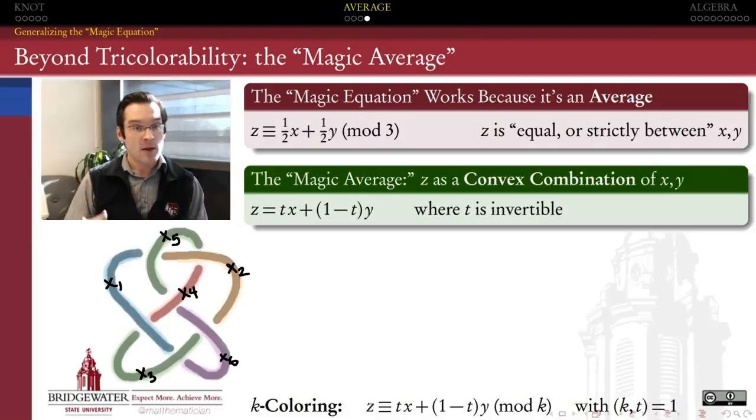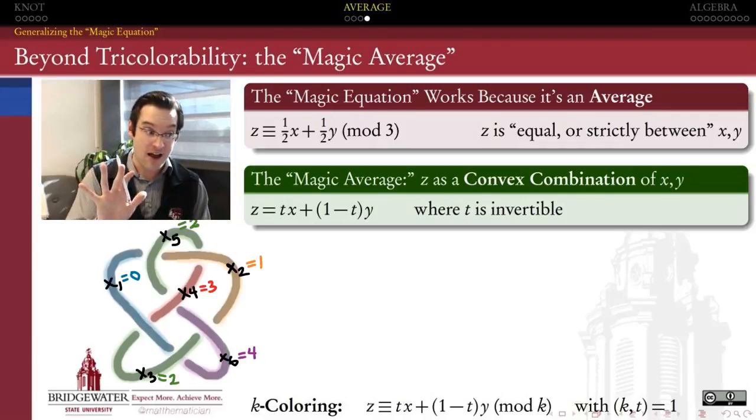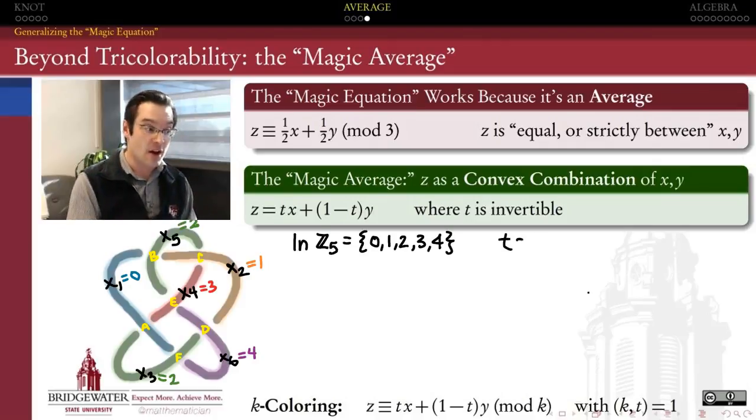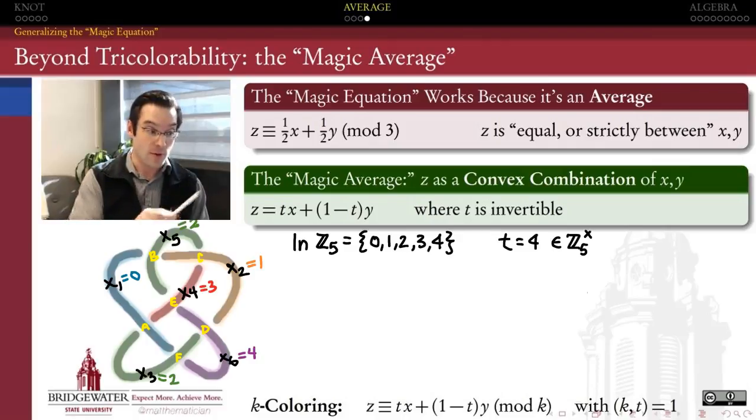So for example, this 6-crossing knot we showed a few slides ago has a 5-coloration just by coloring it in. If I do this process for this 6-crossing knot over Z mod 5, let's verify that the magic average actually justifies this 5-coloration. So in Z mod 5, which is the residues 0, 1, 2, 3, and 4, I need to choose a value for t, so let me choose anything which is coprime to 5. Let me just choose 4.